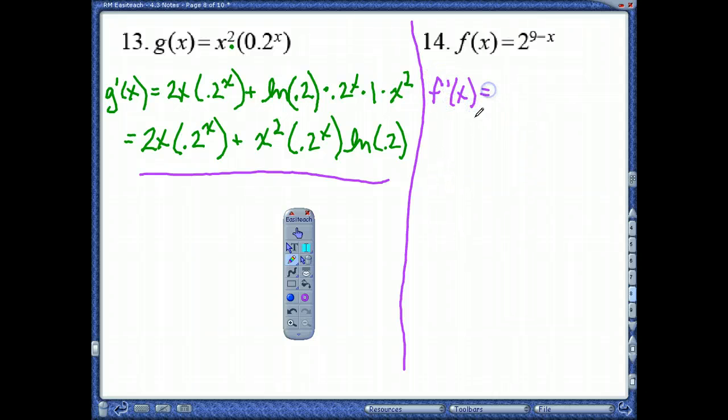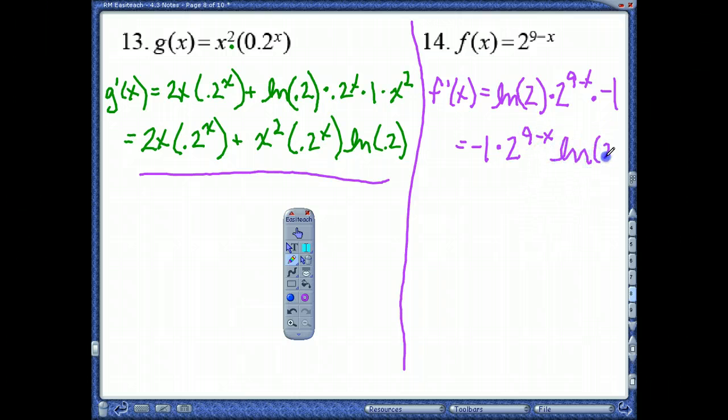So this one's actually easier than number 13. Okay, the base is not e, so start off with the natural log of the base you do have. Go ahead and put that in parentheses because nobody's getting inside there with that 2. Times the exponential as is, and then times the derivative of your exponent. The derivative of 9 minus x is just negative 1. Okay, I would for sure put that negative 1 in front, and then times my 2 to the 9 minus x power, natural log of 2.